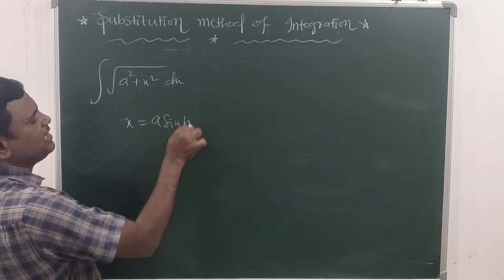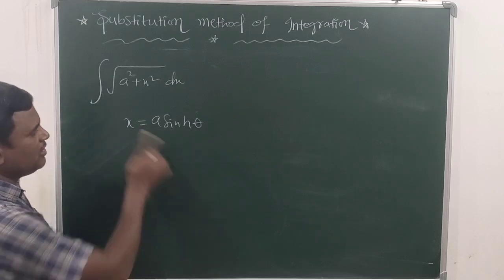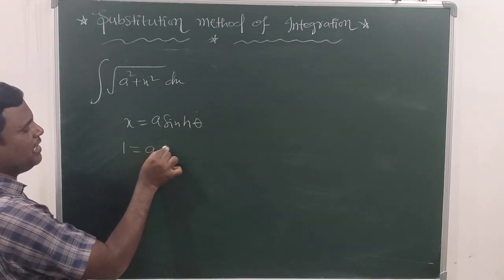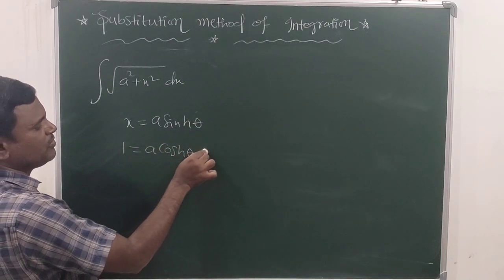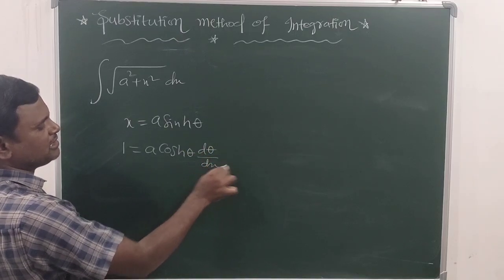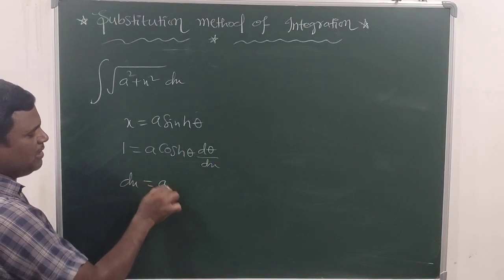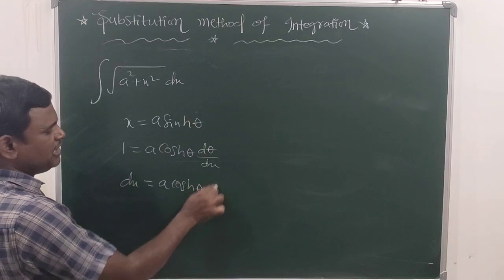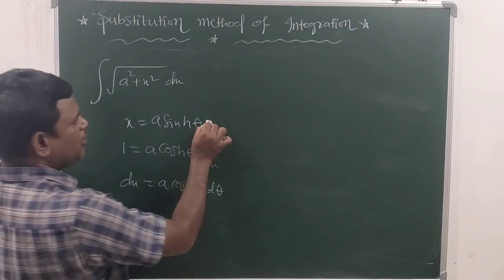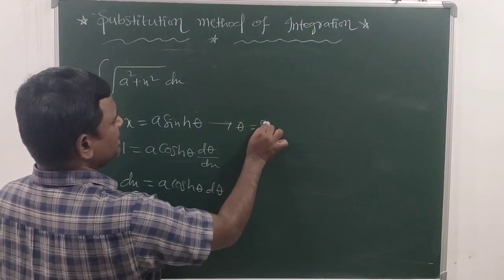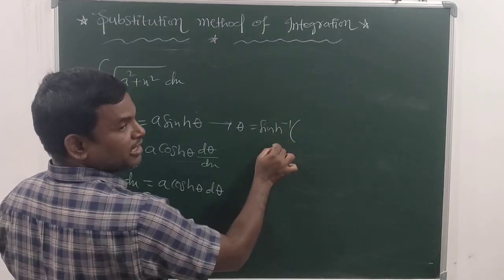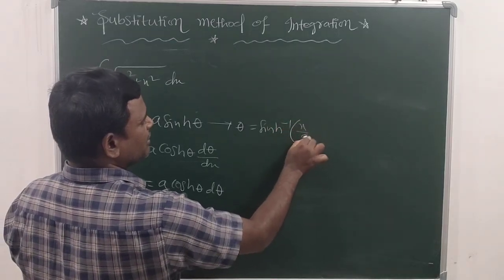A sin h theta is the substitution. Now do the derivative on both sides. You get a cos h theta d theta by dx. Now your dx will be a cos h theta d theta. Now make theta the subject. On making theta the subject, you get theta equal to sin h inverse of x by a.